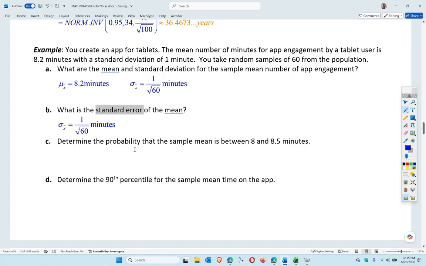Okay. Determine the probability the sample mean, right? So that's the 60 people, correct? Is between 8 and 8.5 minutes. So the average is 8.2, right, which is in there. So I would guess that's a pretty high percentage because the actual mean is in there, correct?